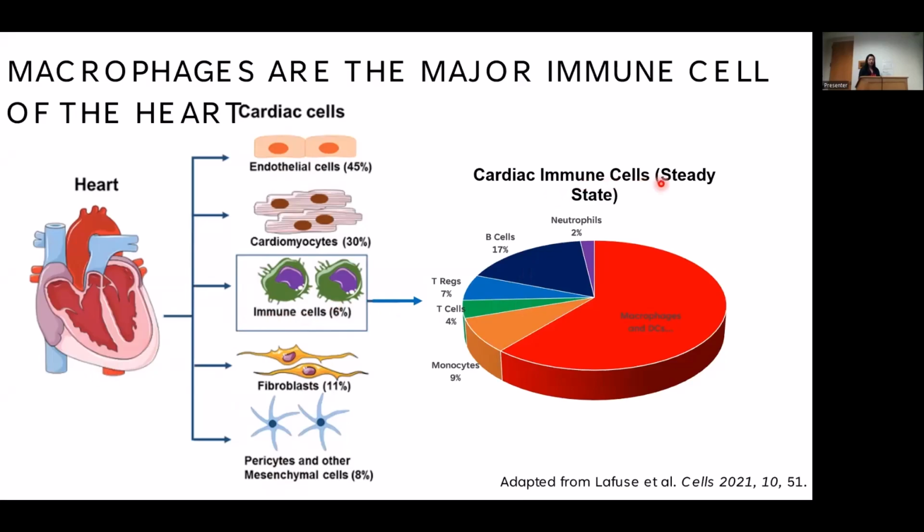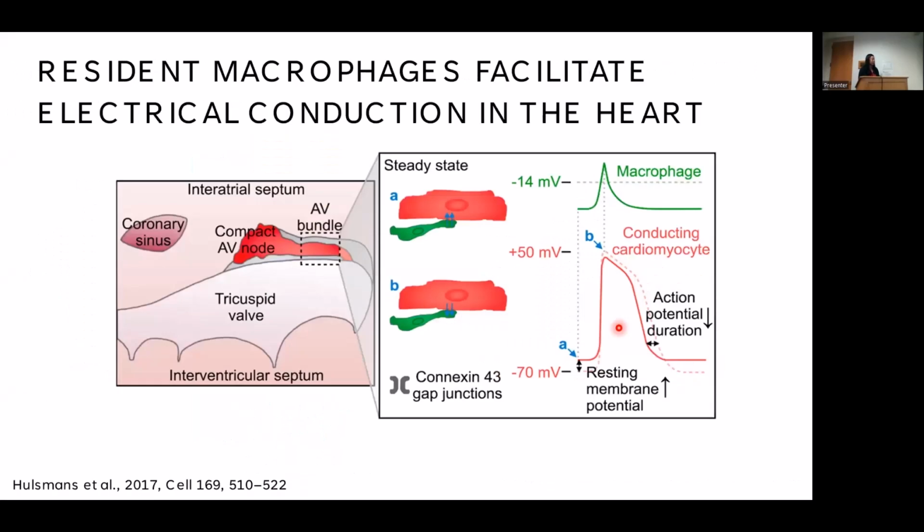But of that, at steady state, macrophages and dendritic cells make up the vast majority of myeloid or immune cells in the heart. And what we know that they are doing in the heart, just like in all tissues of the body, is that macrophages play really important roles in tissue homeostasis and maintaining tissue function.